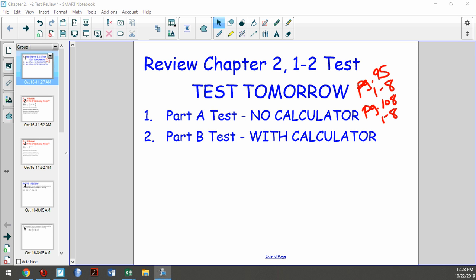Why am I giving you matching on page 95? Because I want you to be able to do up, down, left, right, stretch, compress, reflect, and be able to match the graph with the standard equation. You with me? I'm giving you the standard form equation.